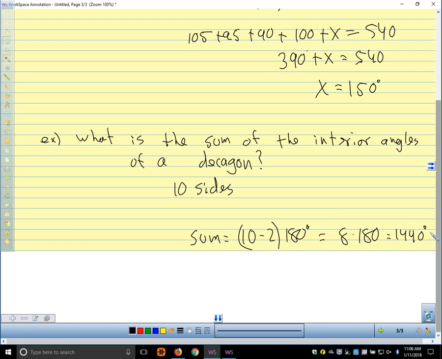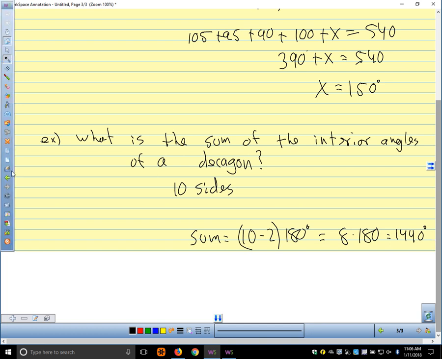And if this were a regular decagon and we wanted one of the interior angles, what would we do? Divide by 10, and we get 140. So let me ask, what would be the sum of the exterior angles of a decagon? 360. The sum of the exterior angles is always 360, no matter how many sides it has.